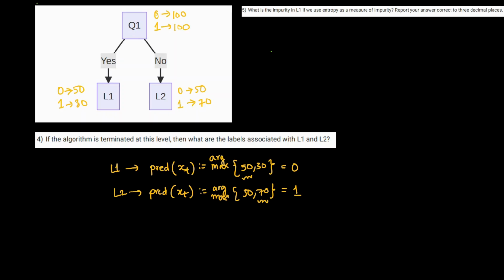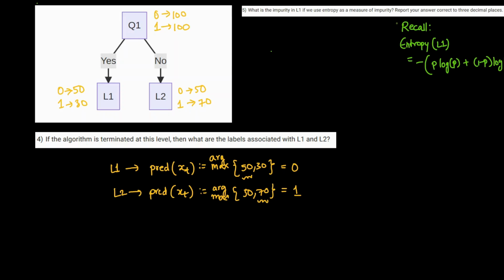Now we have the next question, which asks what is the impurity in L1. This asks for the impurity in a particular node if we use entropy as the measure of impurity. So just to recall, the entropy of a particular node, here L1, is given by negative of p times log of p plus 1 minus p times log of 1 minus p.